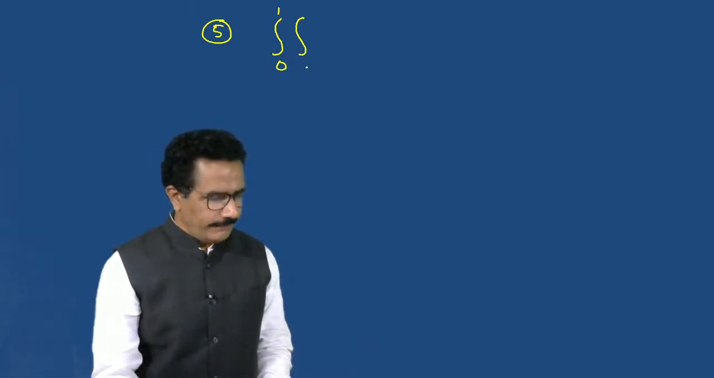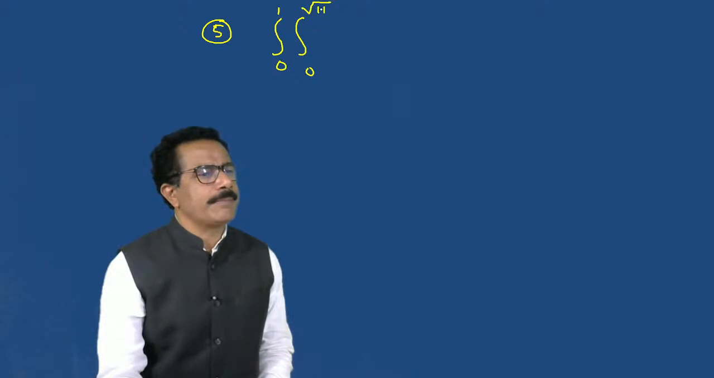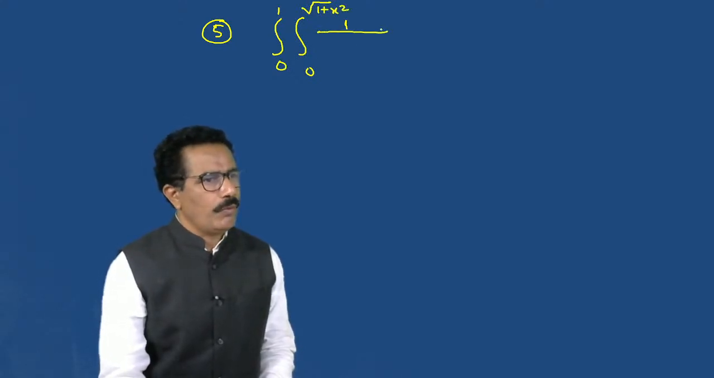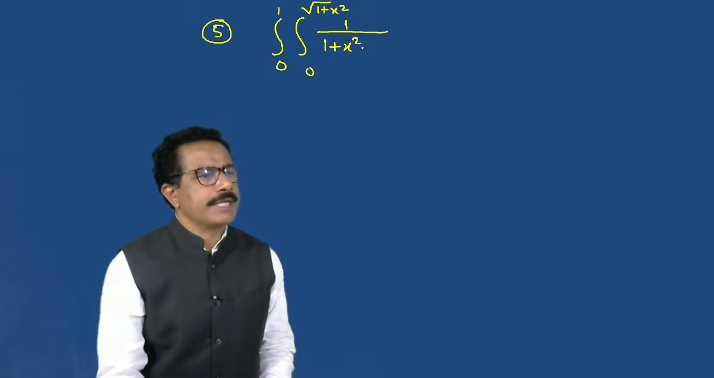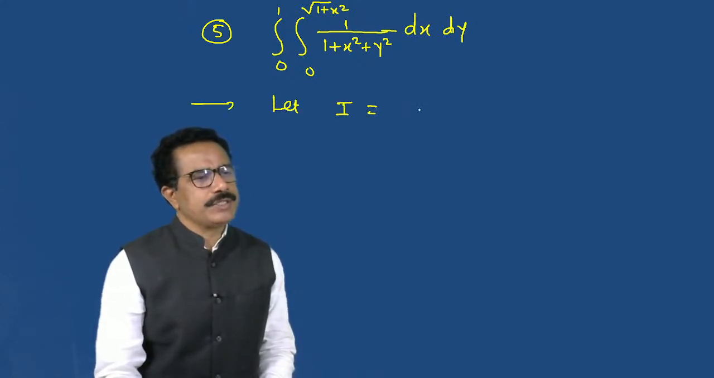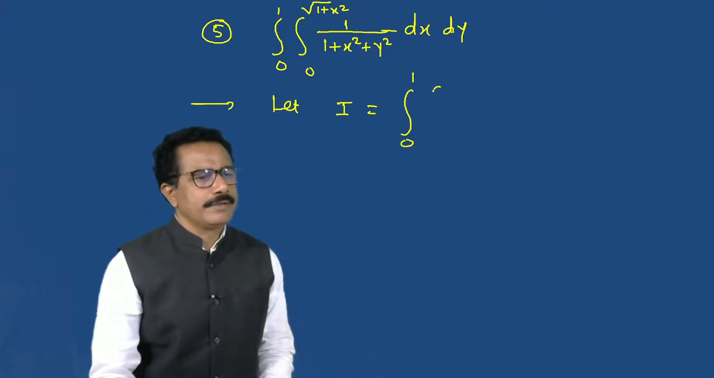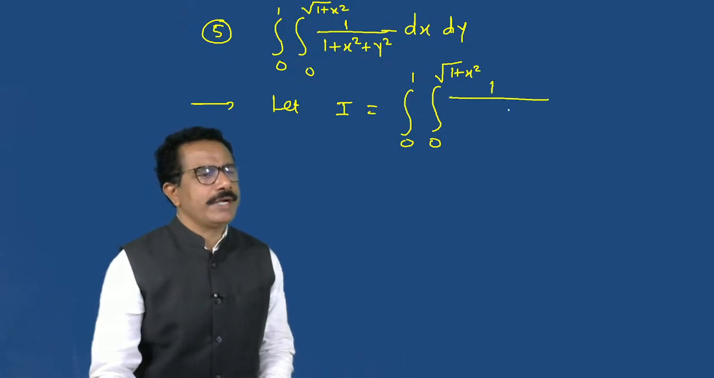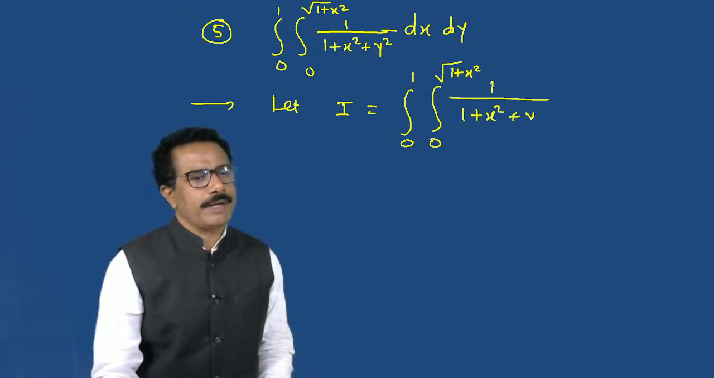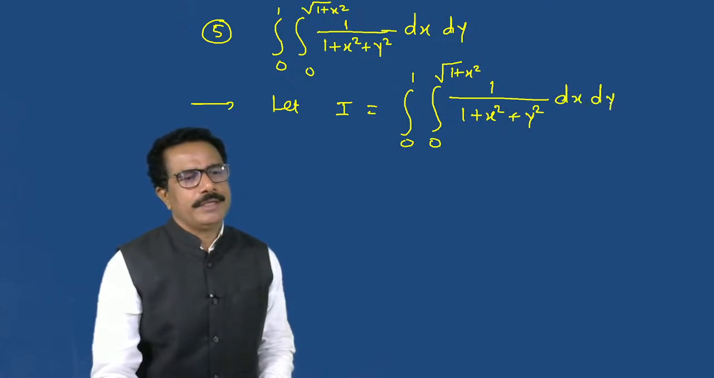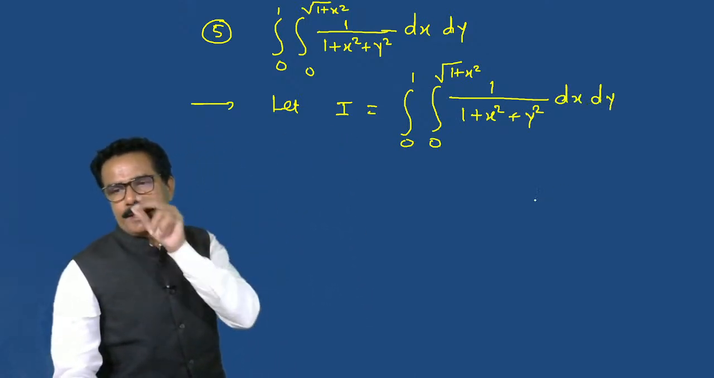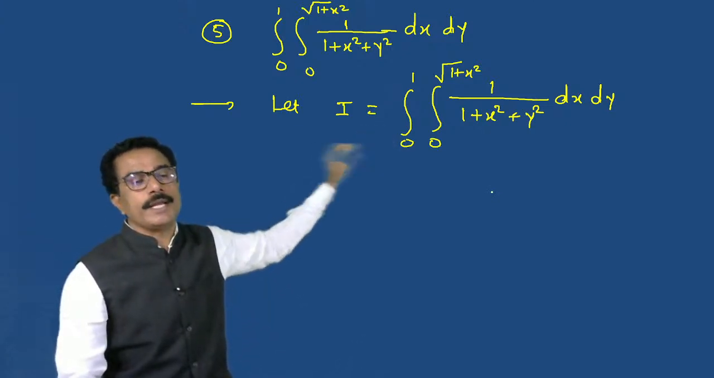Double integral from 0 to 1, integral from 0 to root of 1 plus x square, 1 upon 1 plus x square plus y square dx dy. So let I be equal to the double integral 0 to 1, 0 to root of 1 plus x square, 1 divided by 1 plus x square plus y square dx dy. Now tell me, at the beginning, with respect to which term should we take the integration? First of all, you tell me.